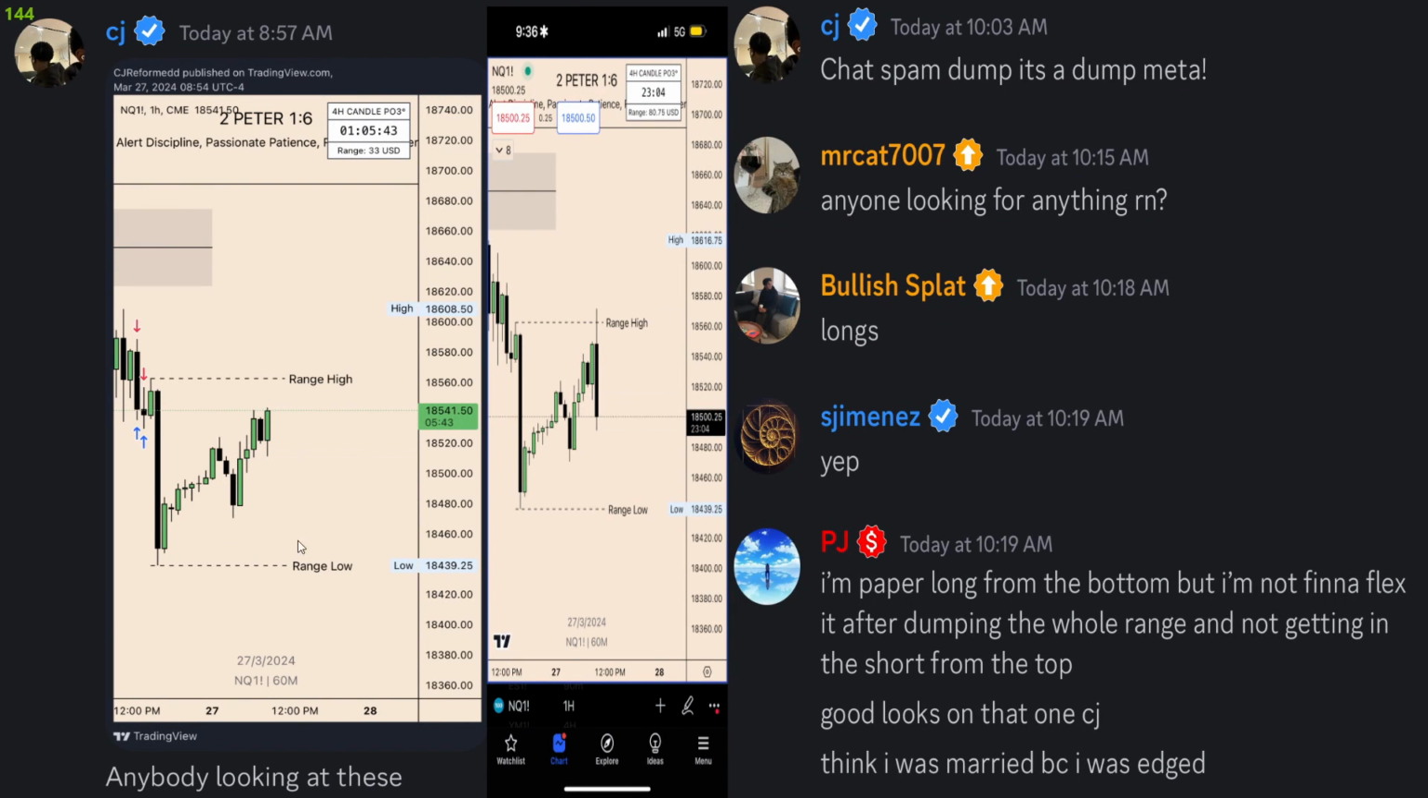So right here, as you can see, I had marked out today at 8:50. Oh, not today. It was the 27th of March. And I said, hey, this is what I'm looking at. Is anybody looking at these? I want the range high swept to go to the range low. I typed that earlier, but I couldn't find it.